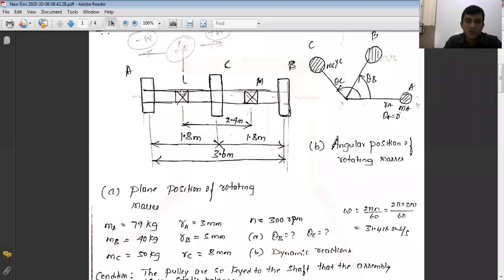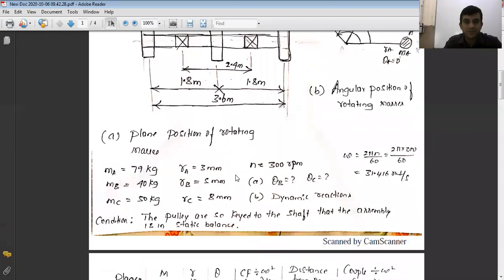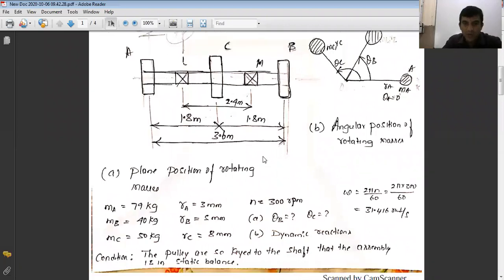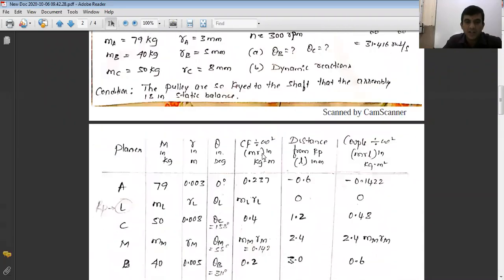At the radius of rotation, we call it R suffix L. And in the other bearing M, the counter mass in plane M is M suffix M, and the radius of rotation of the counter mass is R suffix M in the M plane. Now you also consider these two planes. In the last class, we did not consider them here, so make the correction. After that, according to the arrangement here, A, L, C, M, B, those are already completed. Again, write one more table here.